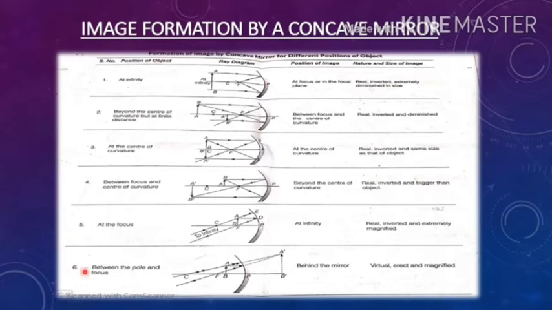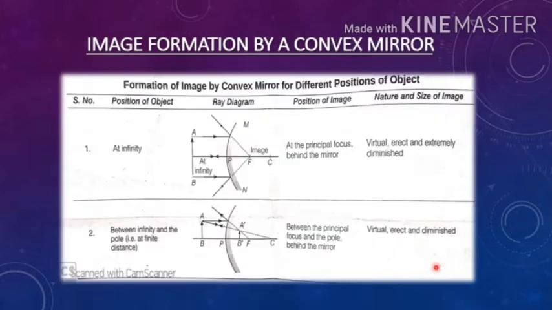And the sixth and last one is between the pole and focus. When an object is placed between the focus and the pole, then the image is formed behind the mirror, at a finite distance. Its nature is virtual and erect, and its size is magnified.